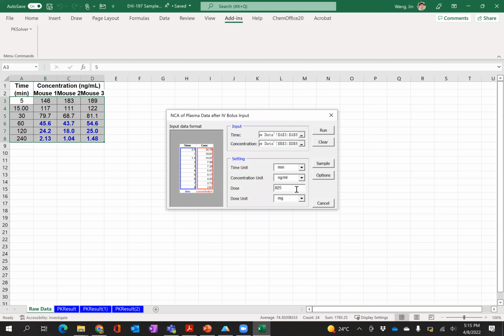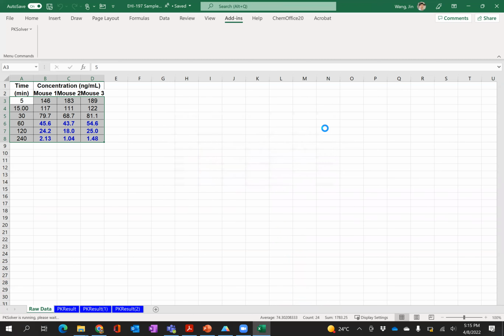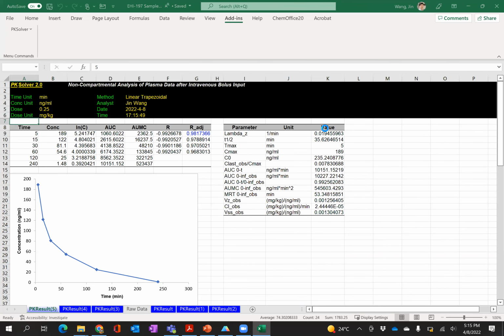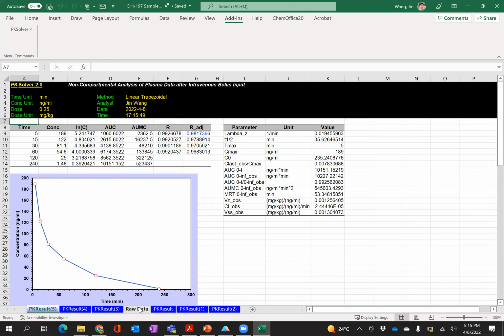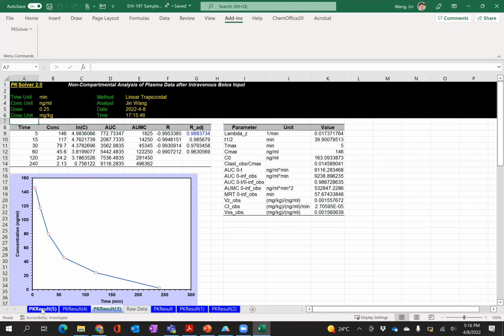I don't know, our dose was mg per kg, I think 0.25 mg per kg. Yeah, then you just click run. See? All right. Compartment analysis successful. They will generate all these tabs. Actually, they give me 3 new tabs here, PK3, 4, 5.